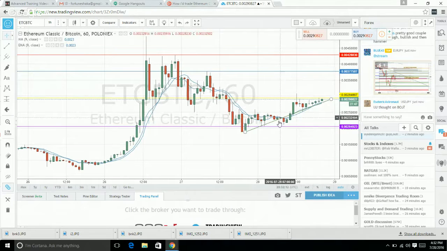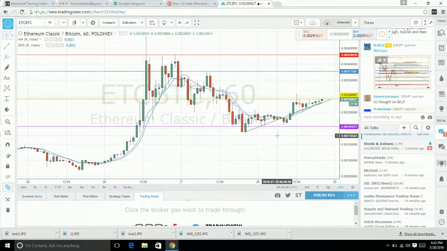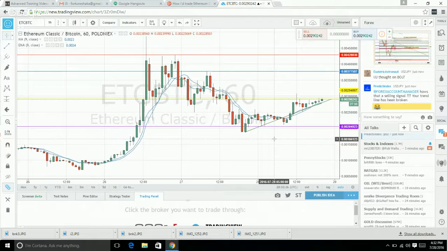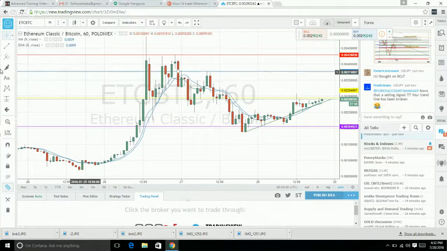What else? Don't be scared to take profits. A lot of people don't understand when to take profit, or to get into the market. That's why support and resistance are so important. Support and resistance is going to give you your entries. Support and resistance, and some price action, is going to give you your entry points.